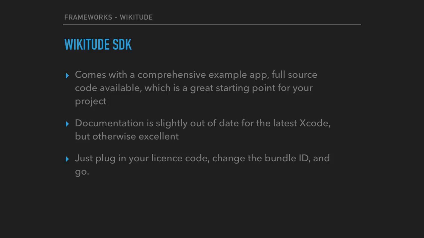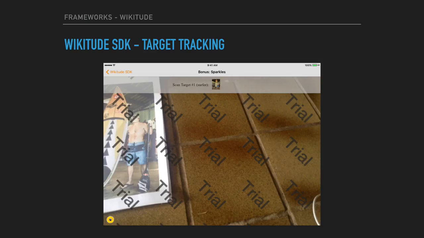Comes with a really good example app. The documentation is pretty good, slightly out of date for the latest Xcode, so you might have to fiddle around with the compiler settings a little bit. You just plug in a license code and change the bundle ID, and that's it. You can have augmented reality in your app.